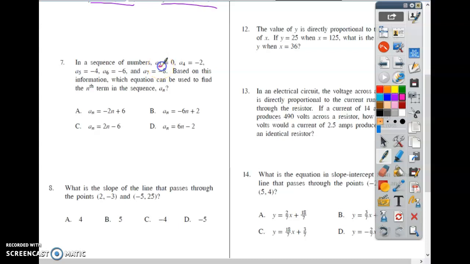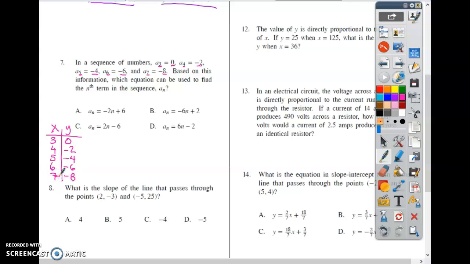This 3, that's your X. This is your Y. X, Y. X, Y, X, Y, X, Y. So when you make the table, X is 3, Y is 0. So 3, 0. 4, negative 2. Oops. Let me fix it. 4 is negative 2. 5 is negative 4. 6 is negative 6. And 7 is negative 8.